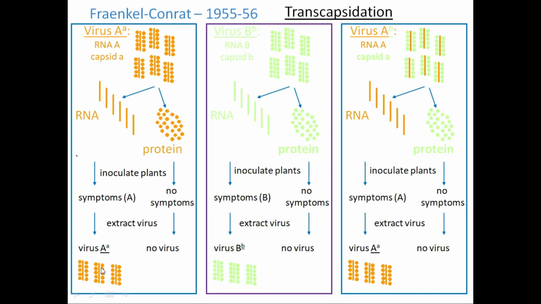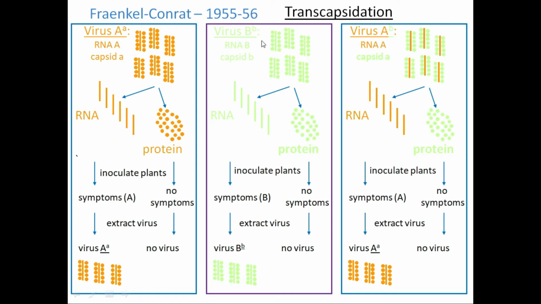So where does this capsid come from? This capsid is a protein which is synthesized from the genes which are there in the RNA. So RNA is the genetic material. Here it says that RNA is the genetic material. Okay, this is with virus A.